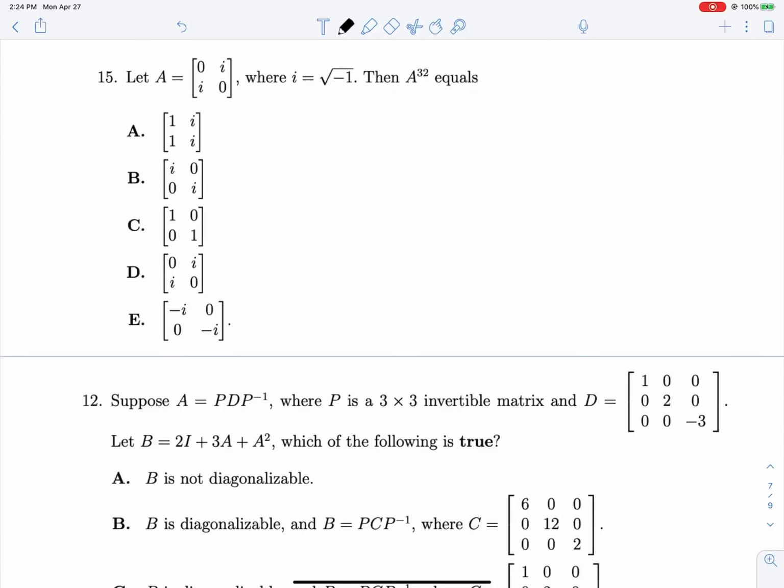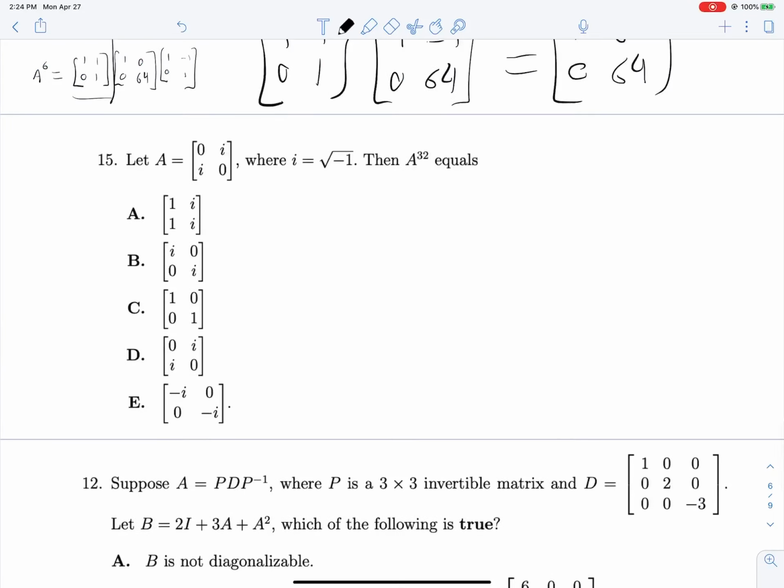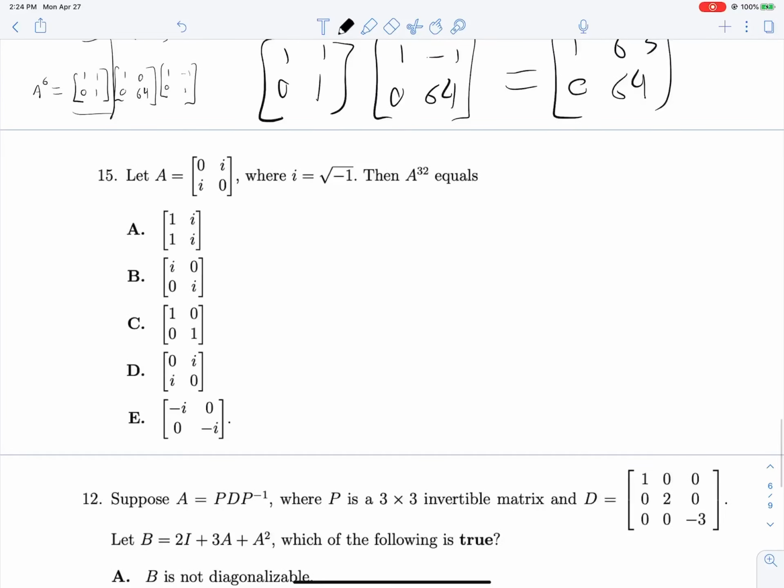15, we have a matrix A. We're looking for A to the 32nd power. Great. Same old diagonalization. So let's find our eigenvalues and eigenvectors. We are solving negative lambda times negative lambda minus i squared. i squared is negative 1, minus that is plus 1, equal to 0. Lambda squared plus 1 is equal to 0. Lambda is equal to plus or minus i.